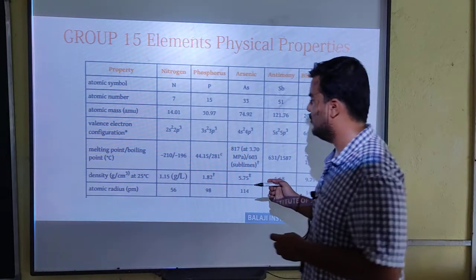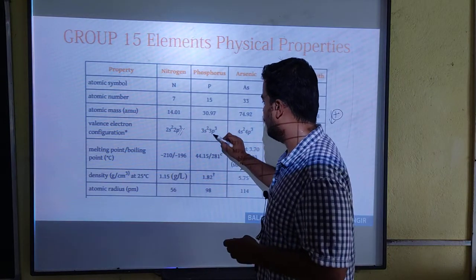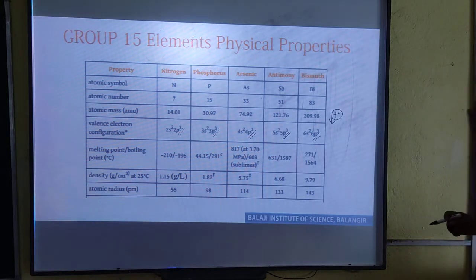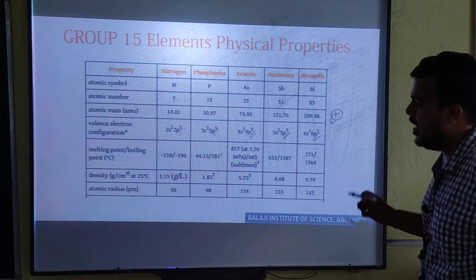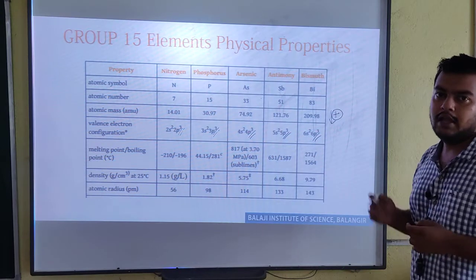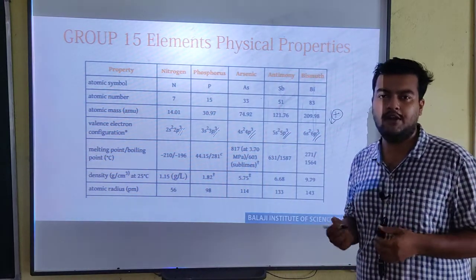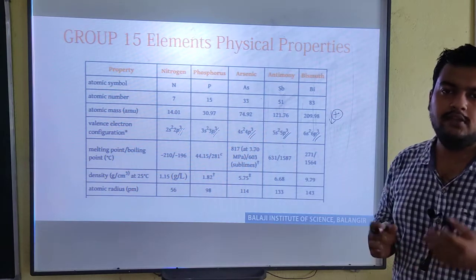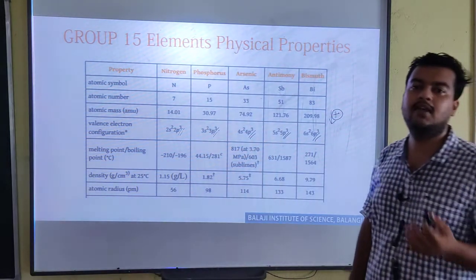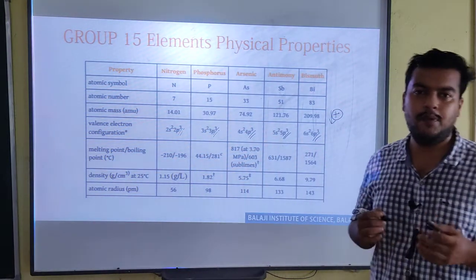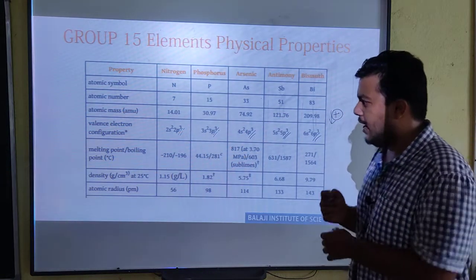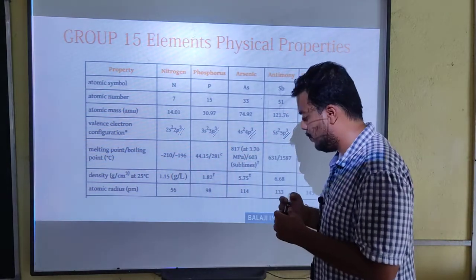Now the valence electron configuration, as you can see, is 2p3, 3p3, 4p3, 5p3, 6p3. So all the orbitals are half filled, which means there is extra stability in these elements. The outer shell electronic configuration for a particular group is always the same. So for group 15, every element will have 3 electrons in its outer p orbital. So there is a half filled p orbital for every element, so there is extra stability. But as the size grows, we'll see in the later properties.